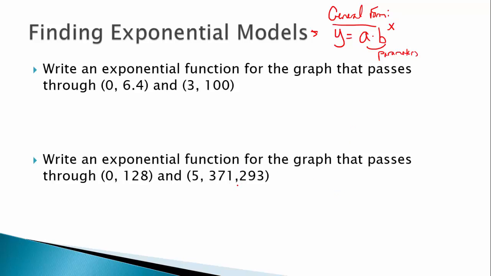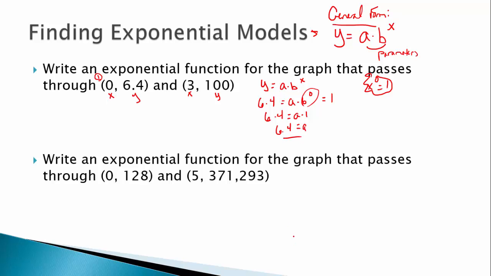So the first problem we have is we want to write an exponential function for the graph that passes through the points (0, 6.4) and (3, 100). I'm just labeling my points, the x and y coordinates, so we don't forget. All right, let's start with the first point, (0, 6.4). And let's plug in what we know. So we don't know a and b, but we do know that y is 6.4 and x is 0. Now, this is nifty. B to the 0 is 1, because anything to the 0 power is 1 from Chapter 6's properties of exponents. So that must mean 6.4 has to equal a times 1. In other words, 6.4 is a.